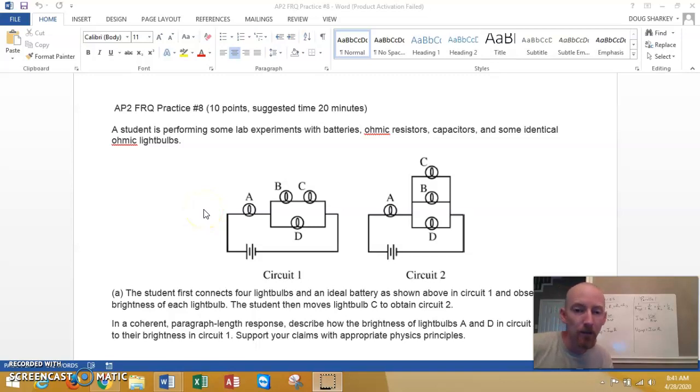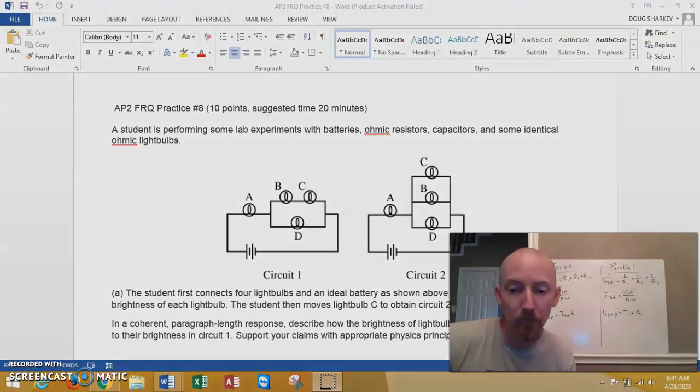But anyway, for this problem, they're asking us, if you have it wired like this versus like this, is A and D brighter here or is it brighter here? And you have to write a paragraph length response explaining this. You have to support your claims with physics principles using physics language and concepts. So we need to talk about what happens when things are in series versus parallel.